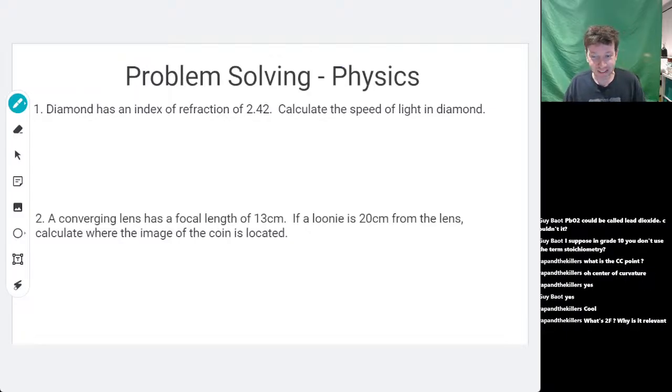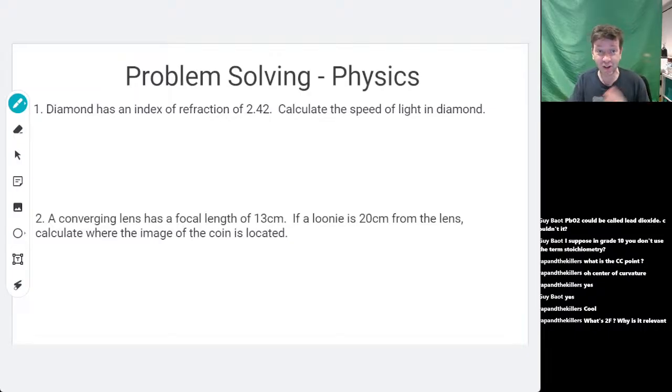What's 2f? Why is it relevant? So 2f really isn't relevant to help us find where the image is, but it helps us to describe locations of images, especially with converging lenses, because we get different properties depending on where the object is.